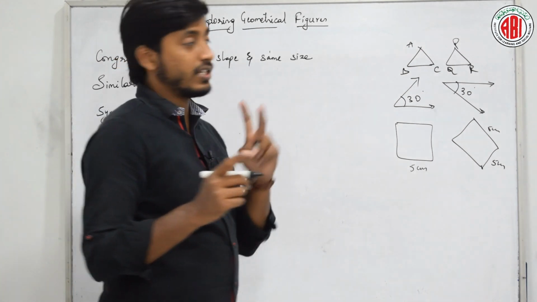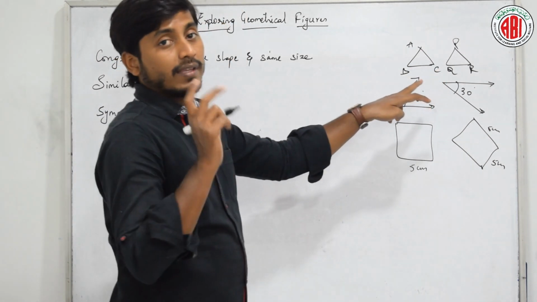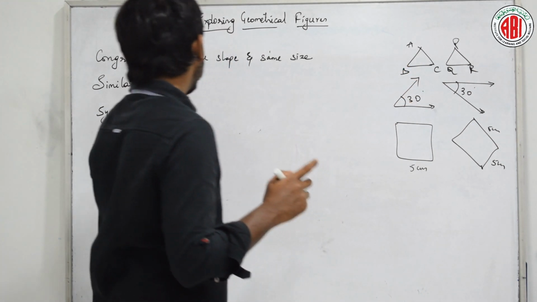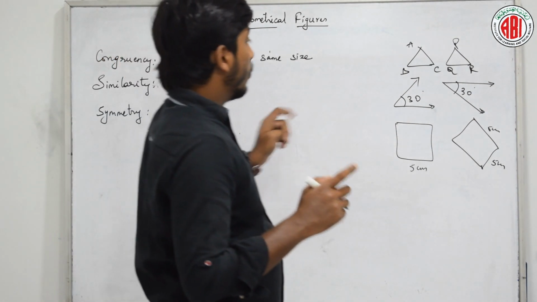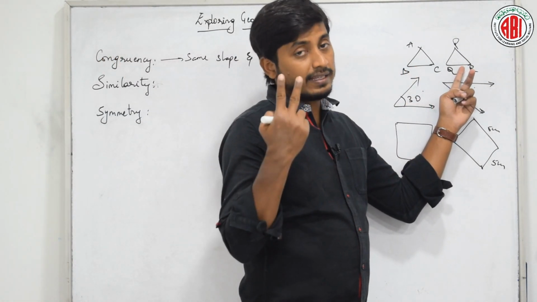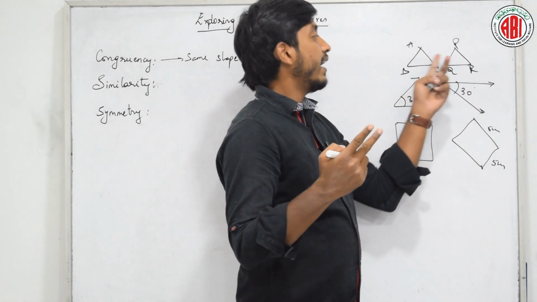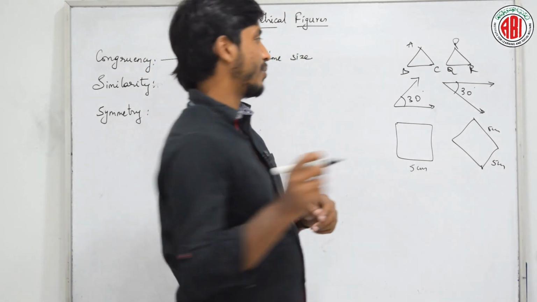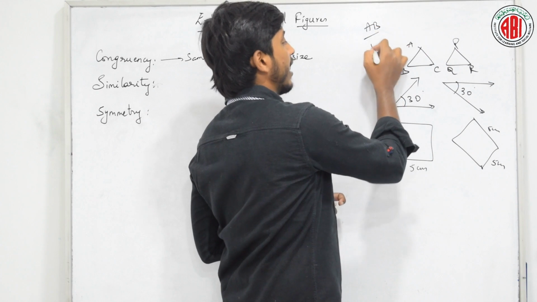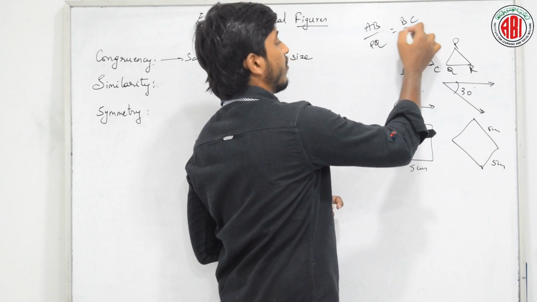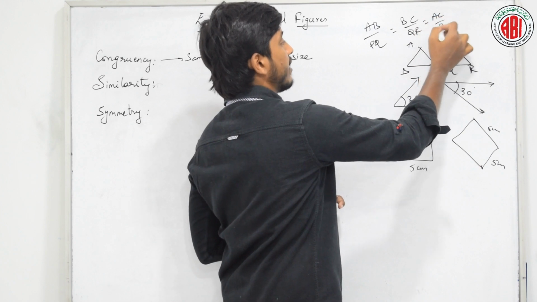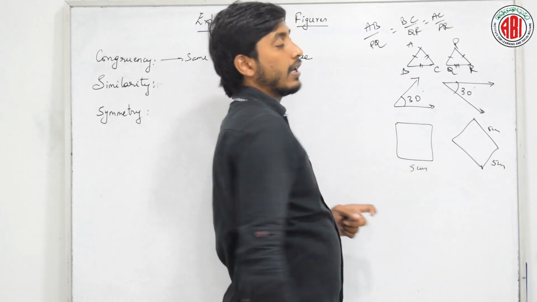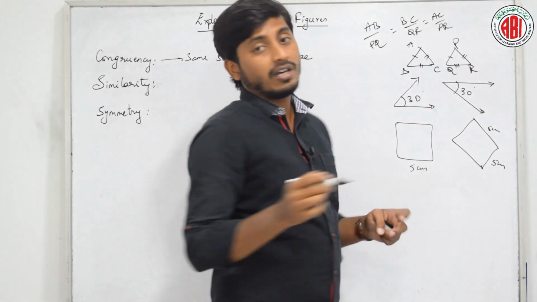For congruent we should have two conditions. One is same shape and the second one is same size. The first condition is satisfied, the second is not satisfied yet. Similarity: both the triangles should have the same shape, and the second rule is the sides of both the triangles should be proportional. What is this proportion? The ratio of AB and PQ should be equal to the ratio of BC and QR, which should be equal to AC by PR. They should be proportional to each other.